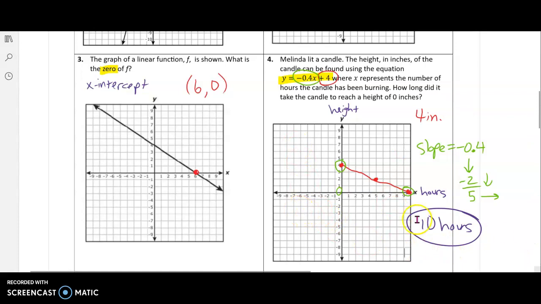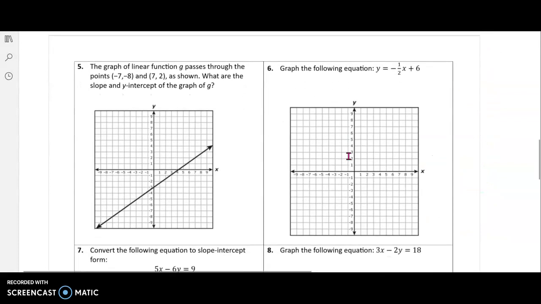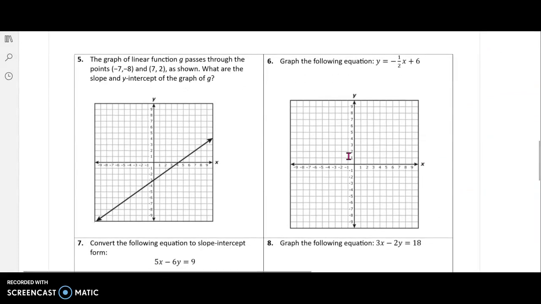Really good problem, guys, but the hardest part is that negative 0.4 and turning it into a fraction. Luckily, our calculators do that for us. Okay, go ahead and take a moment and try questions 5 and 6.